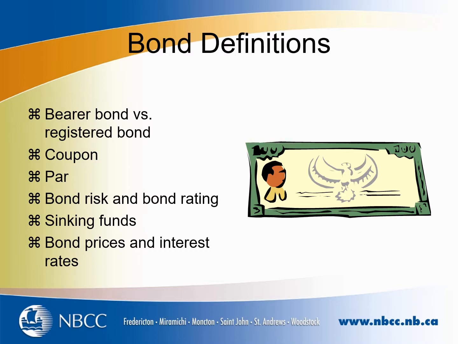The next definition that I have listed is that of bond risk and bond rating. And basically what I want to point out there is that we've talked about the fact that different bonds have different levels of risk. Federal government bonds are the lowest risk, then provincial, then municipal, and then the corporate bonds being the highest. And within the corporate structure, we also have some corporate bonds being relatively risk-free, not risk-free, but low risk, and then others that are riskier.